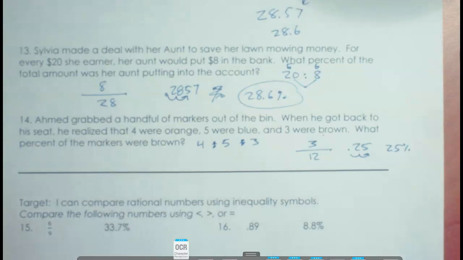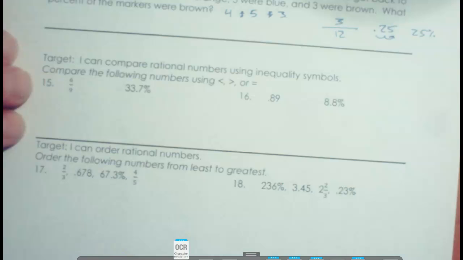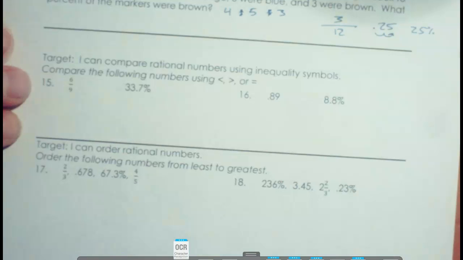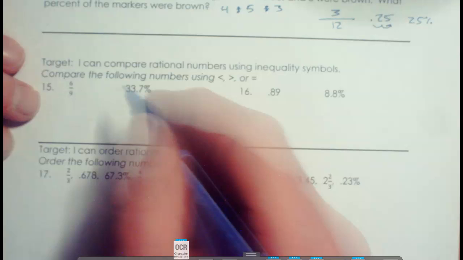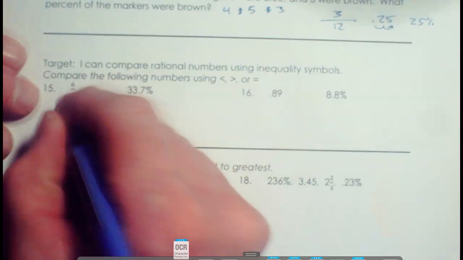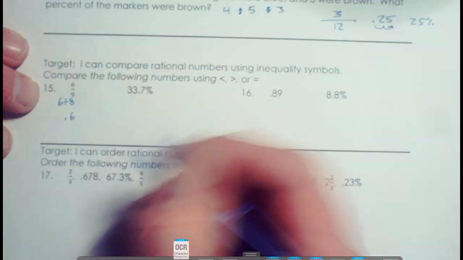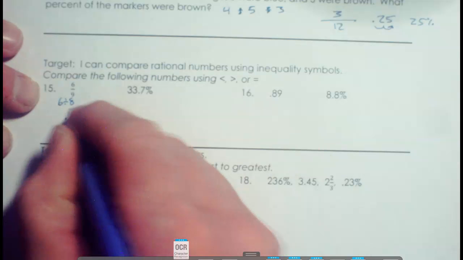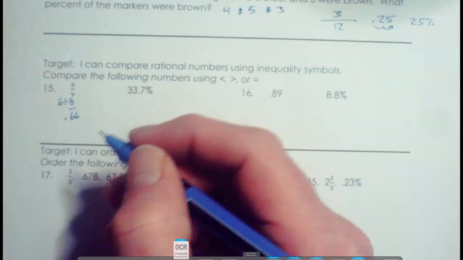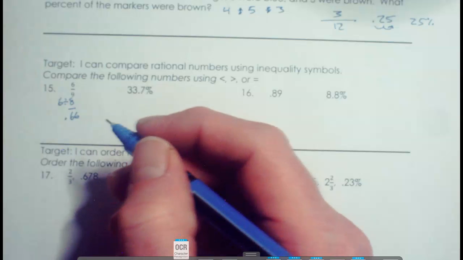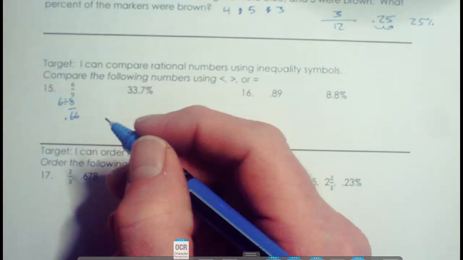Okie dokie. A couple more targets left here. I can compare rational numbers using inequality signs. We have 6/9 and we have 33.7%. Well, make them all into decimals. So if you do 6 divided by 9 in your calculator, you're going to get 0.6 repeating. Now, I like to put 2 digits down, so I'm going to put 0.66 because, again, most of the time, 2 digits is enough to compare.